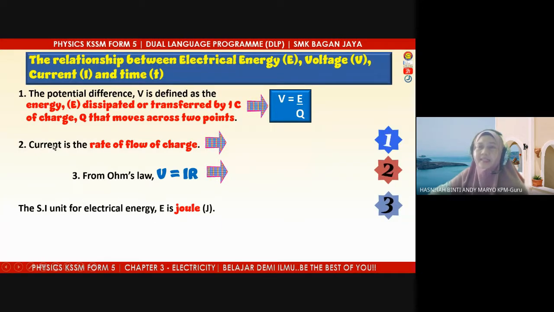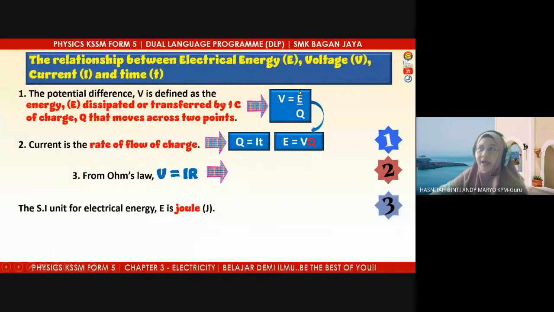Second, this is the definition for current. We learned in 3.1. What is meant by current, students? The red words: rate of flow of charge. So what is the formula for current? Q is charge, I is current, so I equals Q divide T. If you bring T to the other side, Q equals IT. So the first equation, V equal to E divide Q, we can write back in this form. We make E the subject, energy as the subject, so Q we bring to the other side. So it becomes E equal VQ.